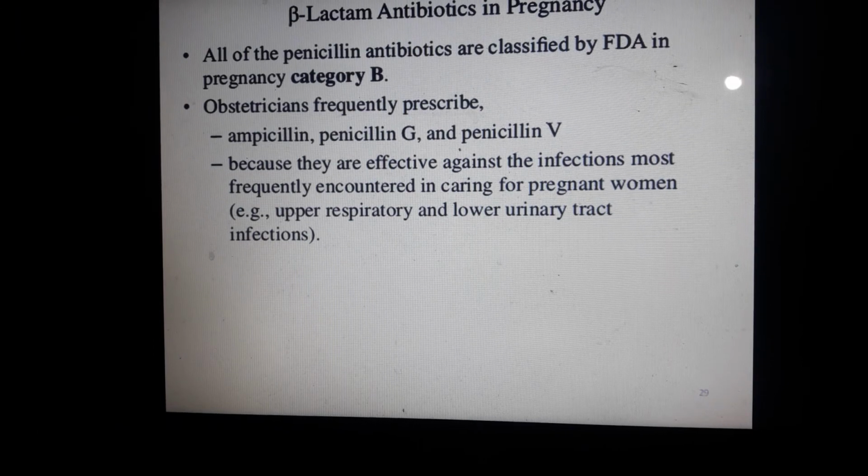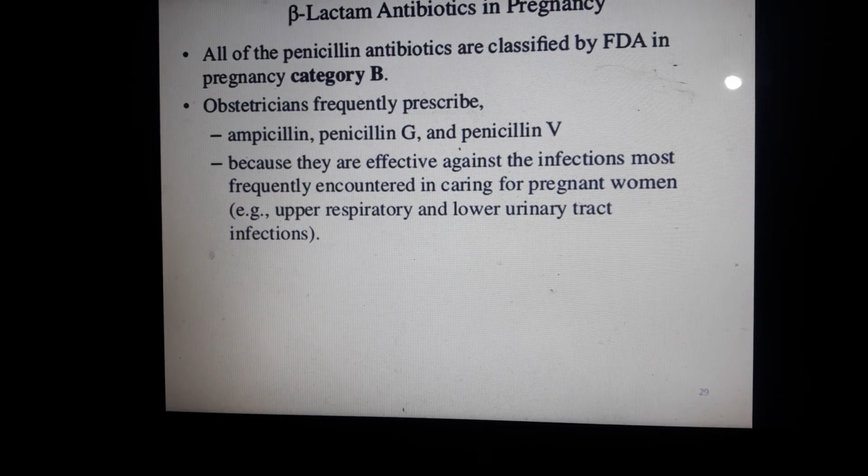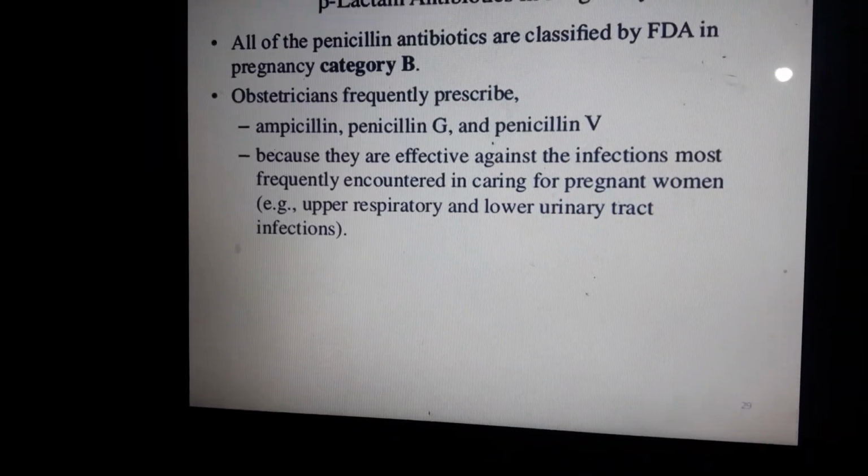Obstetricians frequently prescribe ampicillin, penicillin G, and penicillin V because they are effective against infections most frequently encountered by pregnant women, for example upper and lower urinary tract infections. So that is possible, but with extra precautionary measures, because antibiotics have a tendency to cross the placental barrier and may affect the fetus. So a diagnosis and the doctor's prescription are necessary. As pharmacists, we cannot recommend.